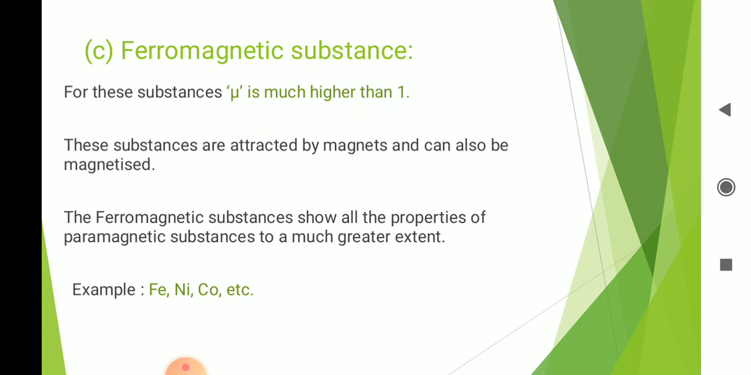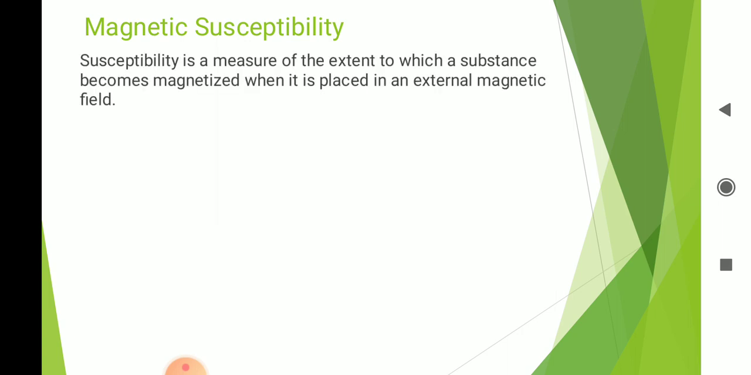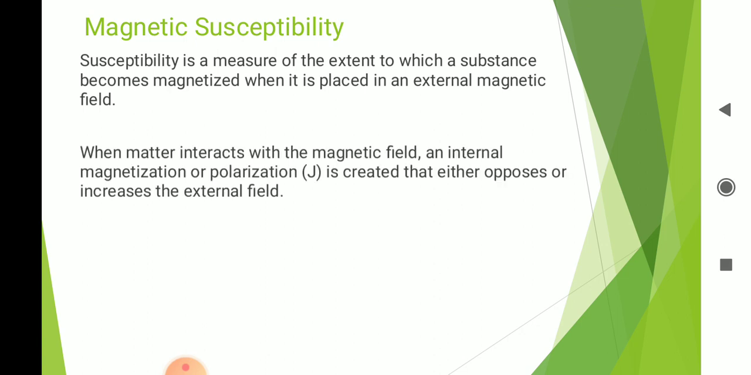Then another concept is magnetic susceptibility. What is meant by magnetic susceptibility? Susceptibility is a measure of the extent to which a substance becomes magnetized when it is placed in an external magnetic field. When matter interacts with the magnetic field, an internal magnetization or polarization, designated by J, is created that either opposes or increases the external magnetic field.